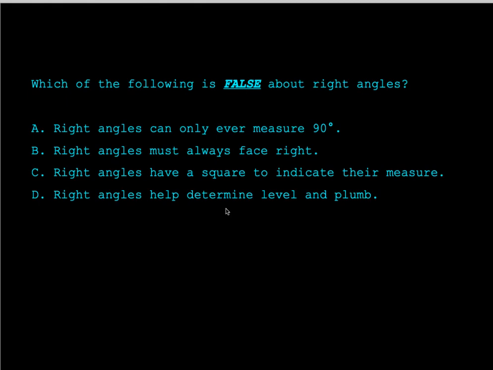Which of the following is false or not true about right angles? Is it A, right angles can only ever measure 90 degrees? B, right angles must always face right? C, right angles have a square to indicate their measure? Or D, right angles help determine level and plumb?